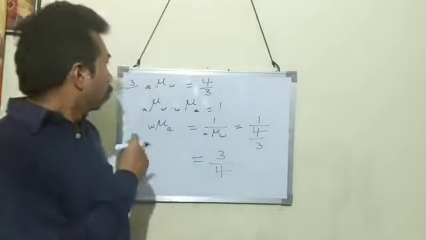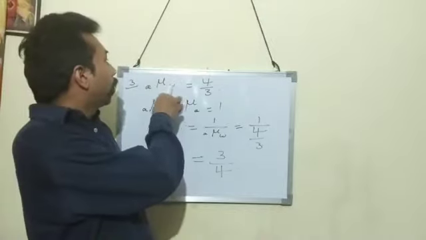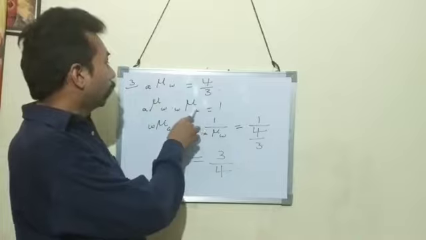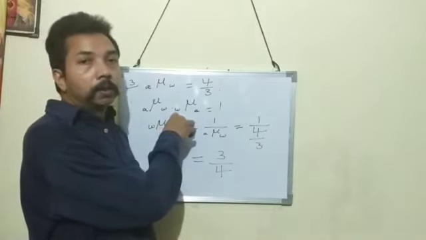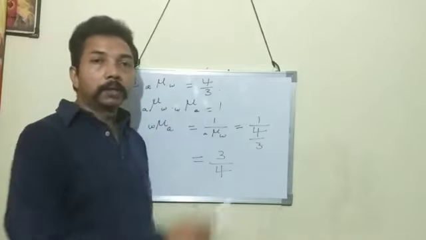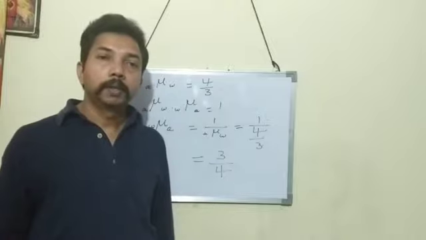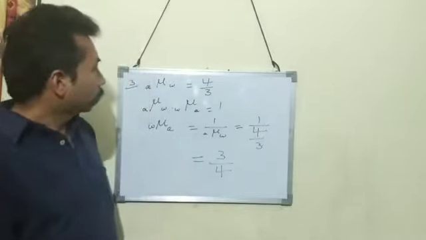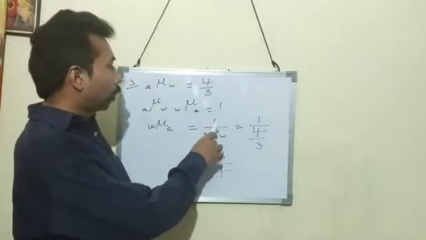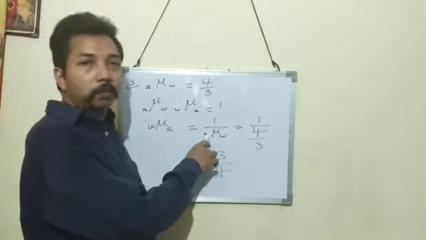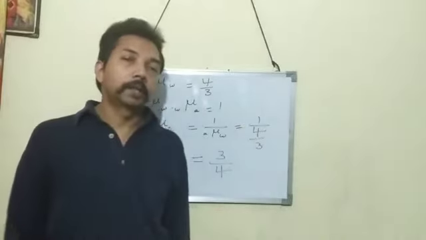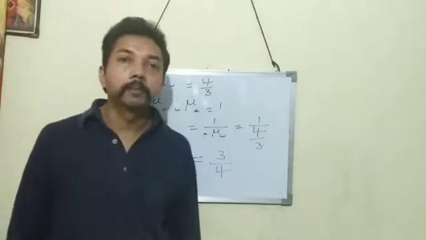So in question it is given refractive index of water with respect to air. We have to find the refractive index of air with respect to water. So by using the principle of reversibility of light, we write the formula. That is refractive index of air with respect to water is 1 upon refractive index of water with respect to air, which is equal to 1 upon 4 by 3, that is equal to 3 upon 4.